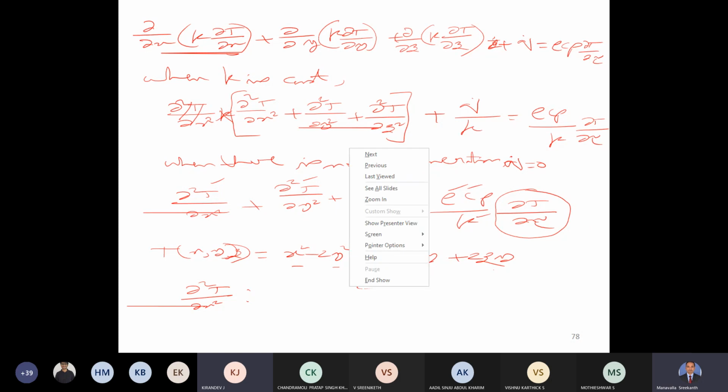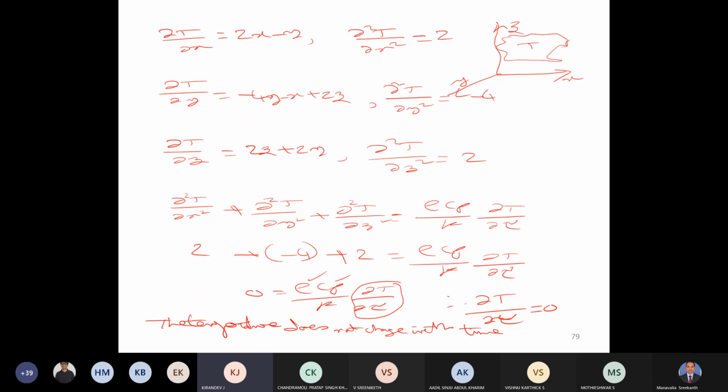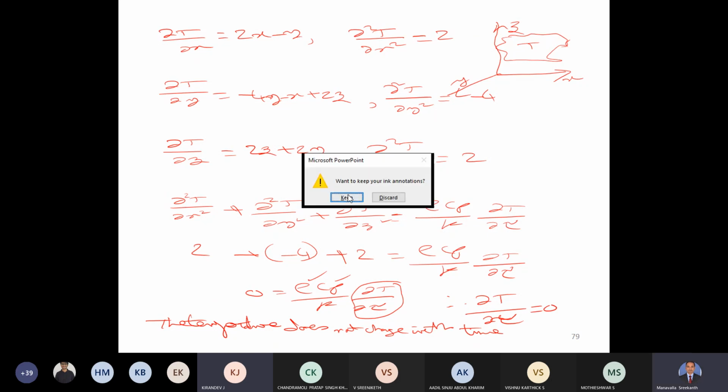x varies from 0 to 10. Similarly, y varies from 0 to 10. Z varies from 0 to 10. So using these coordinates, you can create a network, and you can compute the temperatures at all the points inside that network. So that will give you the temperature, which you can plot on a surface plot. So that's about this particular problem.